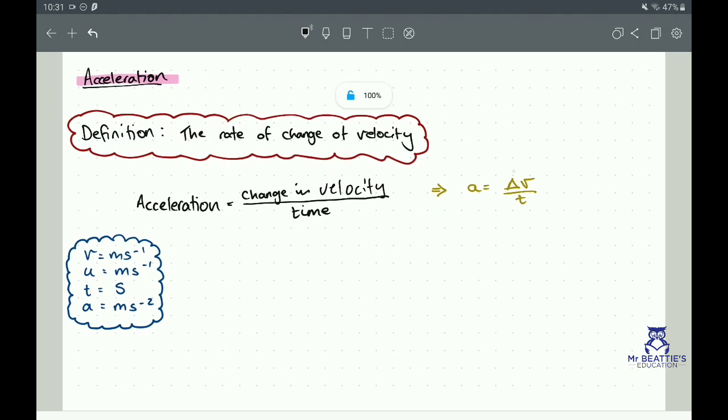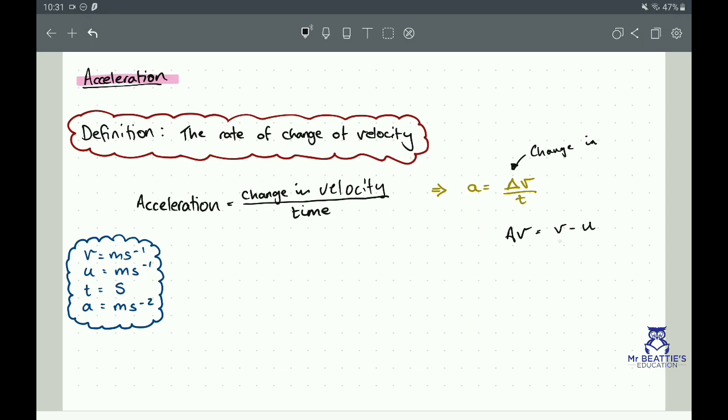And so this symbol here, delta, is the Greek letter delta, and it stands for change in. Okay, v is velocity, which is our vector form of speed, and t is time. Okay, and so this change in velocity delta v is the difference between the final speed and the starting speed of an object. Okay, so delta v is equal to final velocity take away initial velocity.